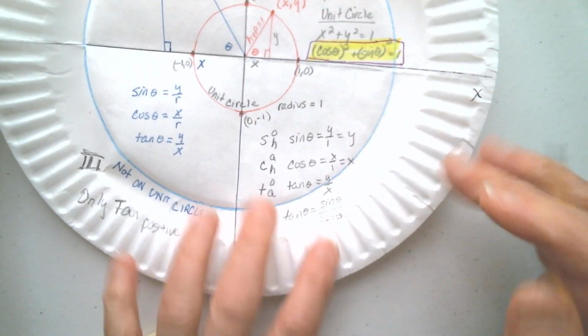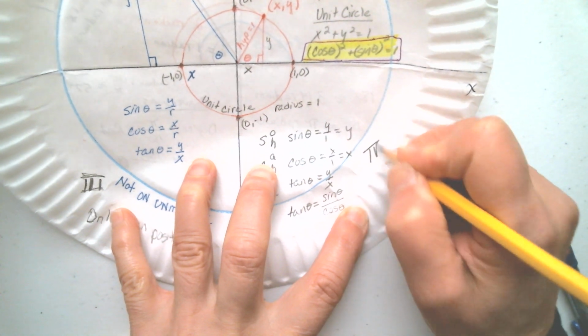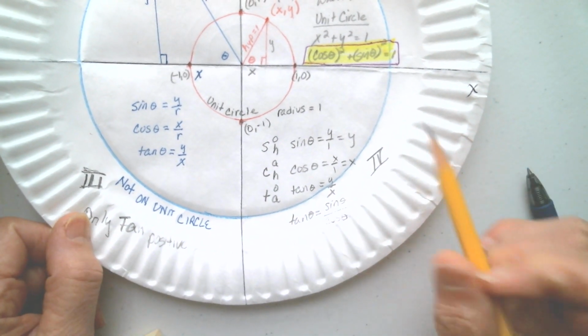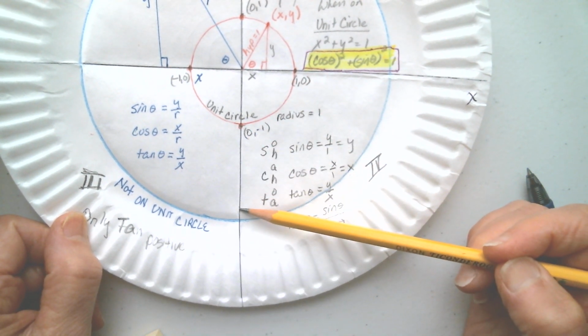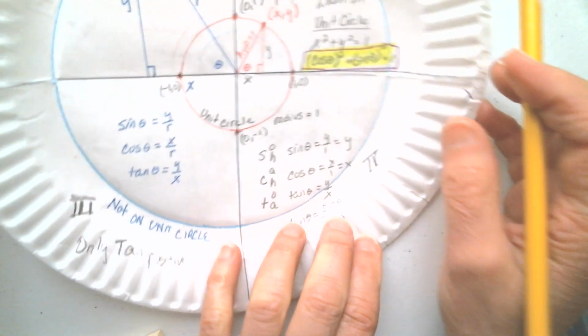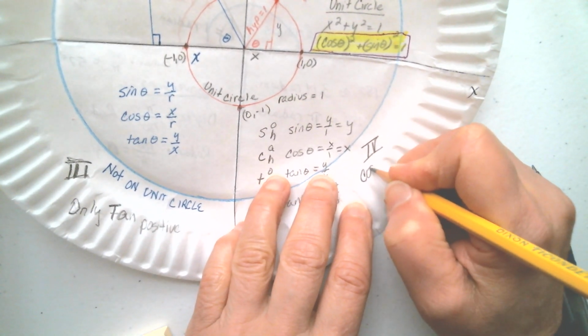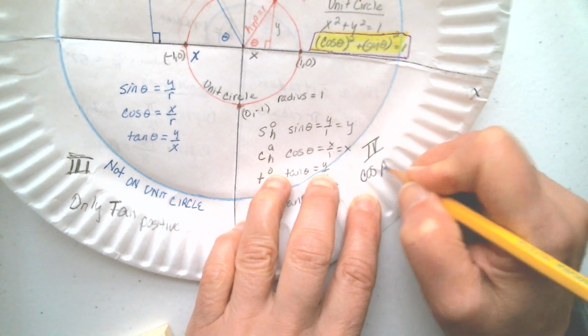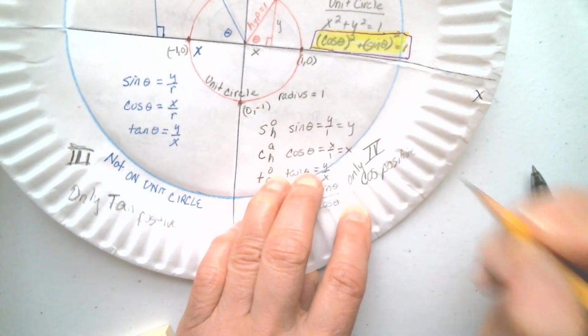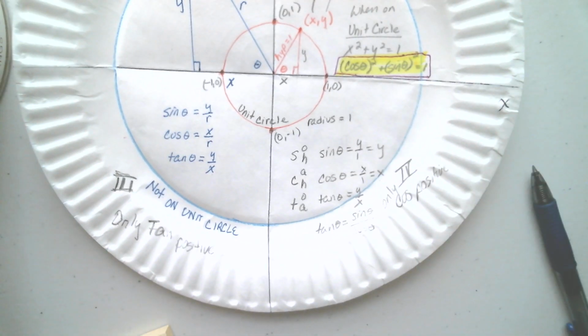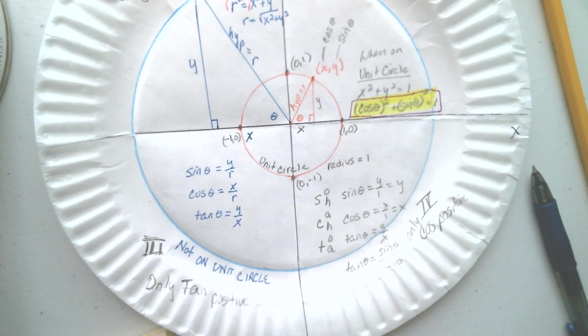And in quadrant 4, our x coordinates are positive, our y coordinates are negative, meaning cosine is positive in quadrant 4. There's only one more thing where we will add to the paper plate, and that will be in tomorrow's lesson.